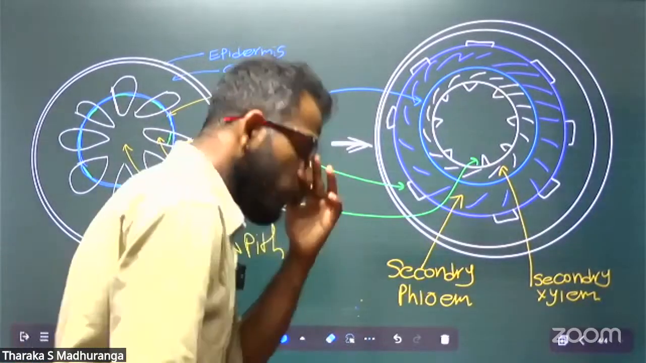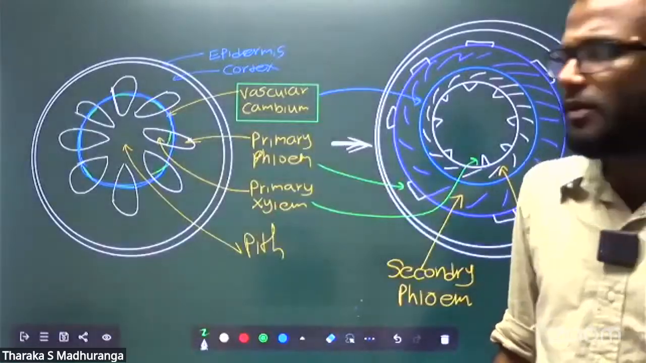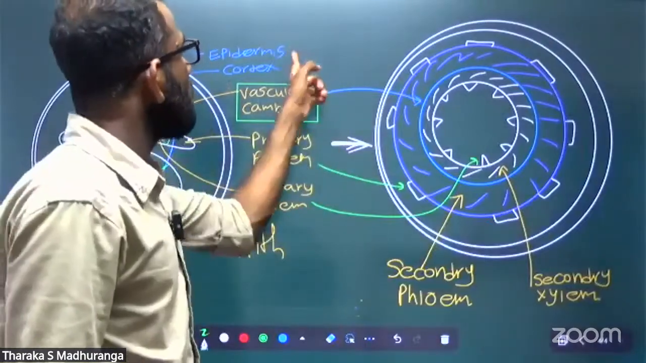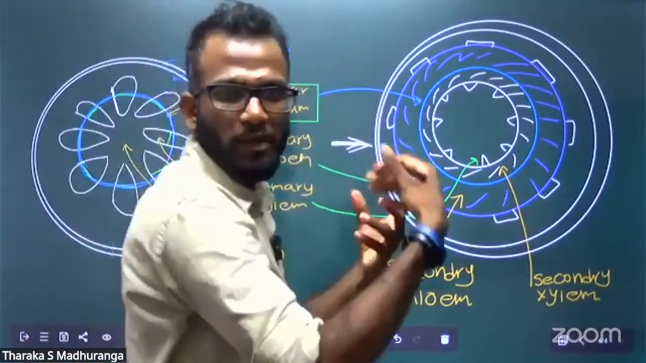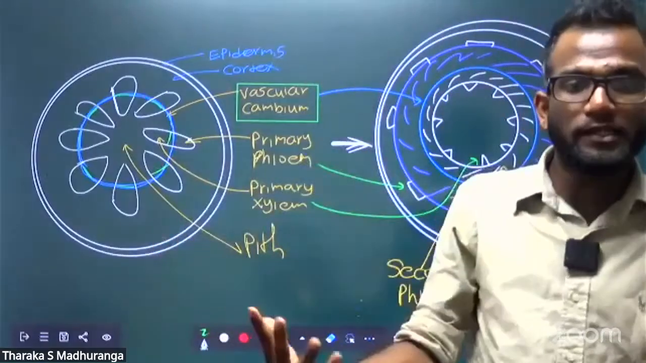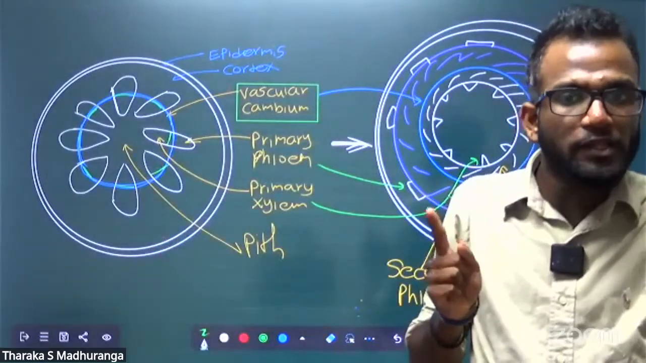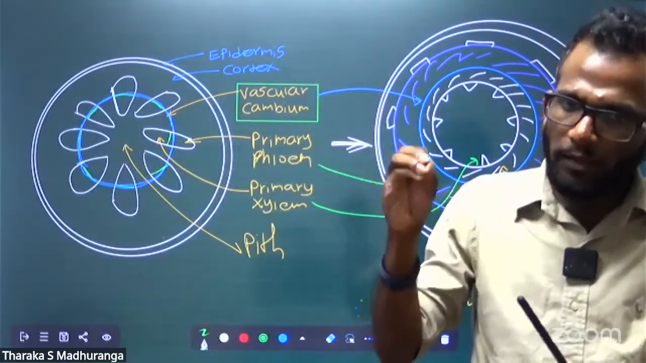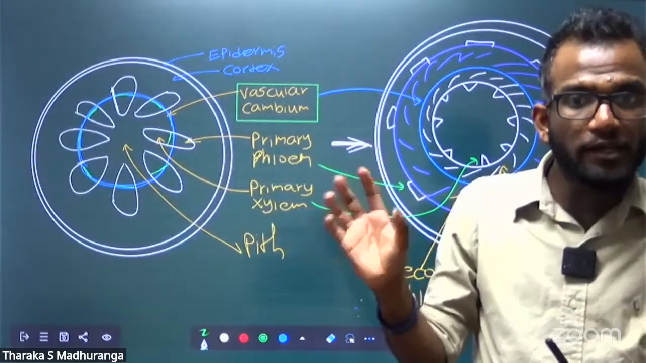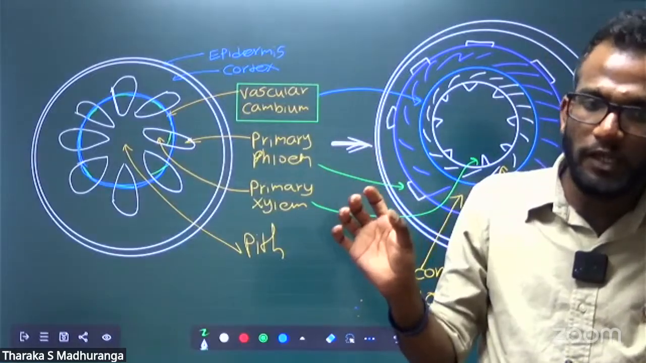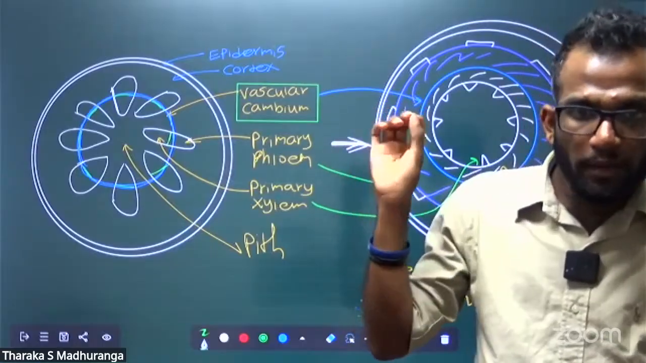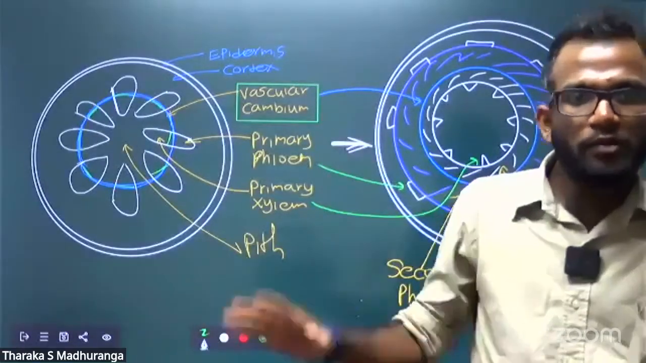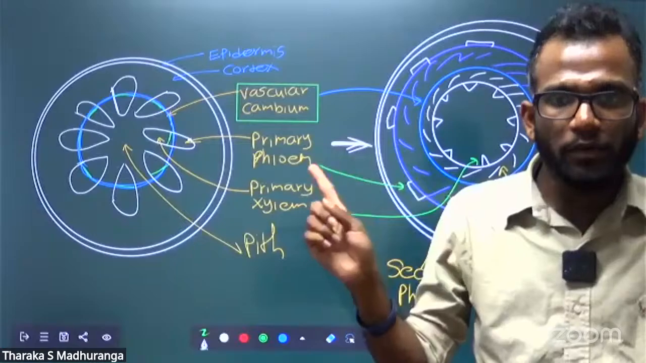Okay, now I told you, in the secondary growth, due to the increase in the thickness of these tissues, what happened? In the primary structure, the epidermis breaks down. Okay, that's another very important thing. You need to remember, due to the increase in the thickness of the secondary xylem and phloem, the epidermis, the outer protective layer, breaks down.